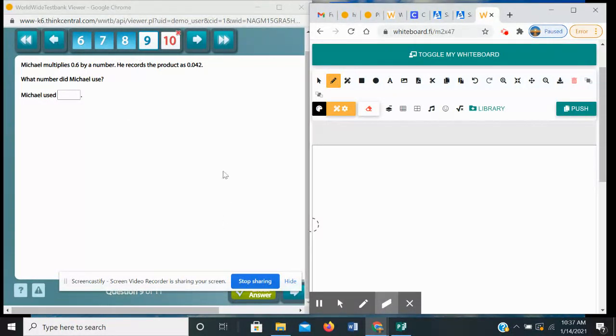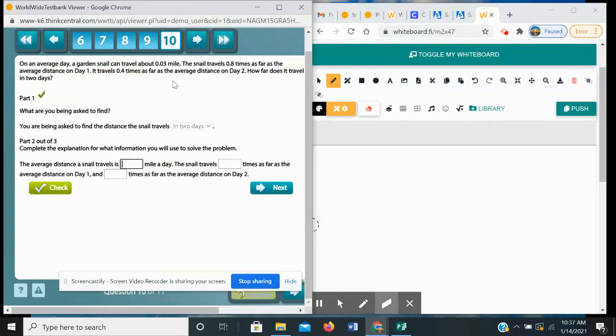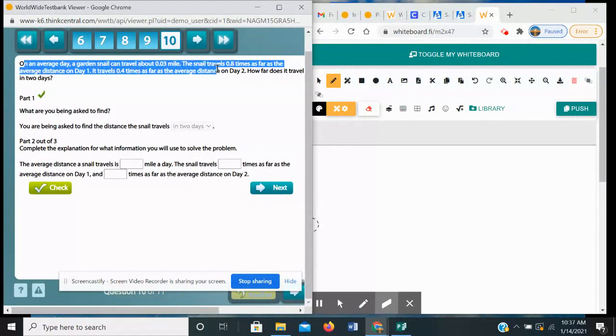And let me just do number 10 with you. I started number 10. So look at this question. It says, on an average day, a garden snail can travel about 3/100 of a mile. The snail travels 8/10 times as far as the average distance on day 1. It travels 4/10 times as far as the average distance on day 2. How far does it travel in 2 days?